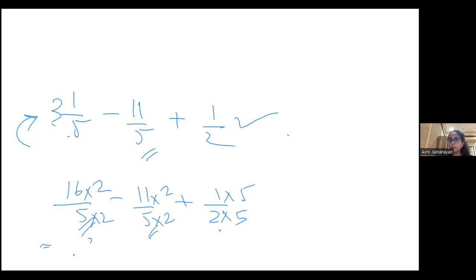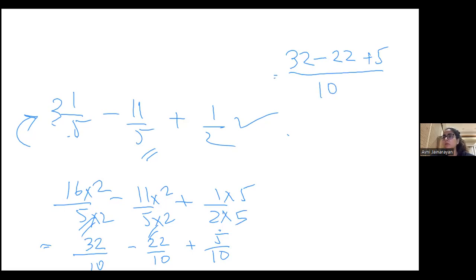This becomes 32 upon 10. This becomes 22 upon 10. And this becomes a 5 upon 10. So it becomes 32 minus 22 plus 5 upon 10. क्योंकि 10 common था, तो हमने 10 common ले लिया है.